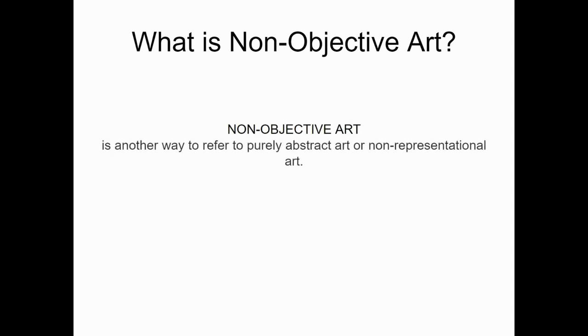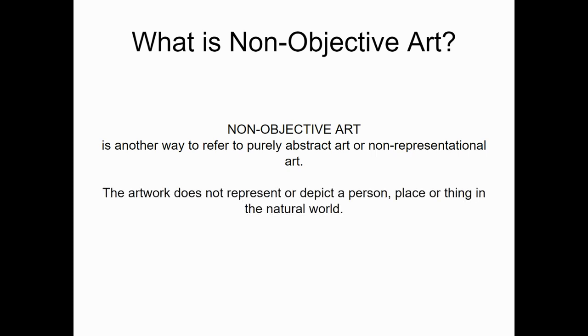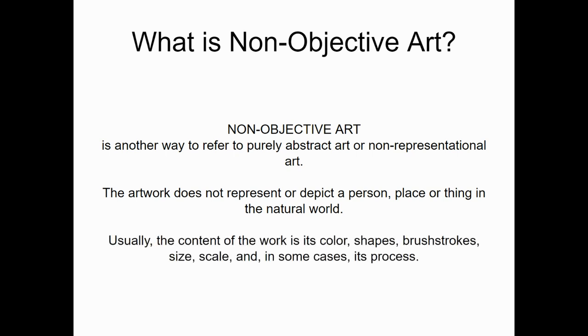Non-objective art is a way to talk about art that is purely abstract or non-representational. It's an artwork that is a painting or drawing or sculpture that doesn't depict something in our actual world. So not a person, a place, or a thing. Usually, instead, the content of the work is about its shapes, the colors, the brush strokes, how big it is, in some cases, how it's made as well. What does that even look like?